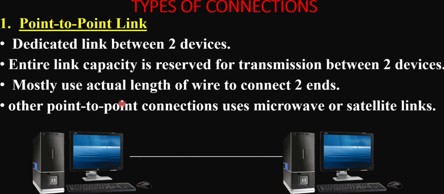And mostly the actual length of the wire is used to connect two ends. So both the computers can be connected using a full wire. So a LAN wire is used to connect two computers. Other point-to-point connections use microwave, radio waves, infrared waves or satellite links. So a dedicated link connection can be wired or it can be wireless also.